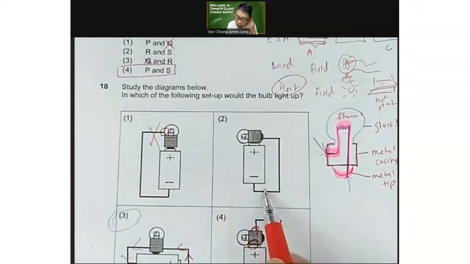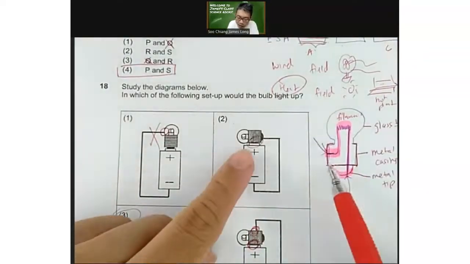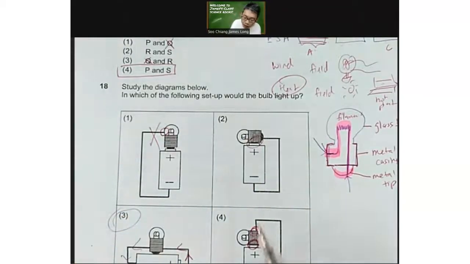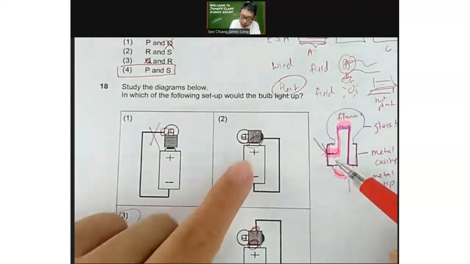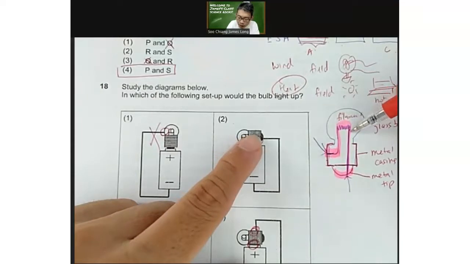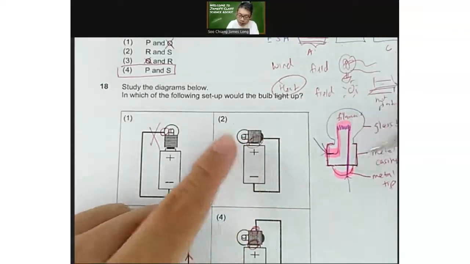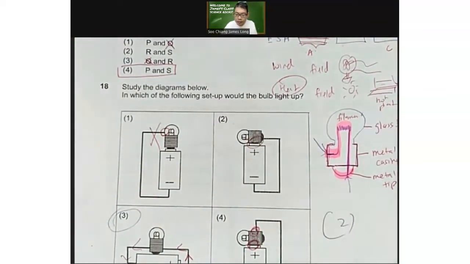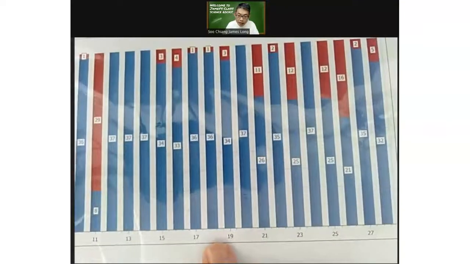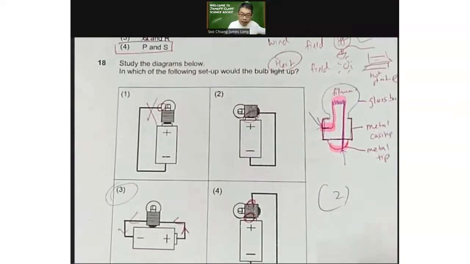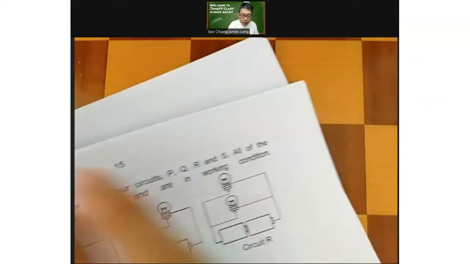So, of course, answer is this. One end touches the metal casing. The other end touches the metal tip. So, current can flow right through the filament. Here, go all the way up to the filament. Then down to the metal tip, and here it flows up. Answer for question 18 is 2. And for my class, question 18, alright, so one of you did get it wrong, so please understand the explanation here, that one person.